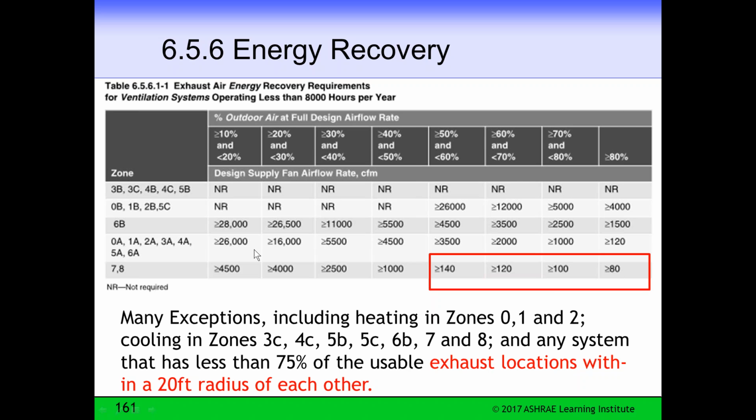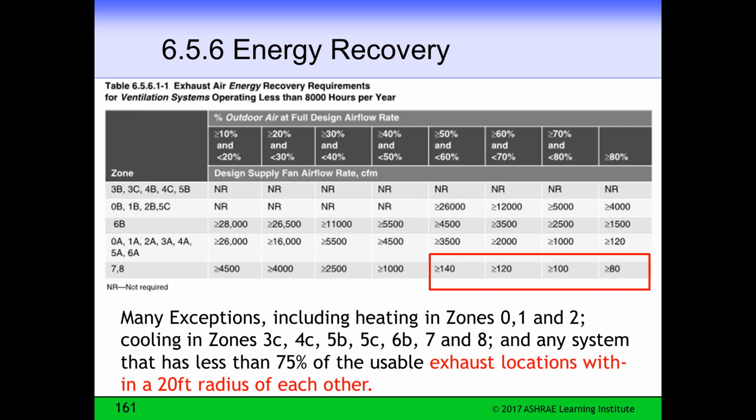And there are many exceptions, including heating in climate zones 0, 1 and 2, cooling in climate zones 3C, 4C, 5B, 5C, 6B, 7 and 8, and any system that has less than 75% of the usable exhaust locations within a 20-foot radius of each other. That is a new requirement, exhaust locations within a 20-foot radius of each other. Used to, it was 75% in a single location. Now we've changed it to say within a circle.